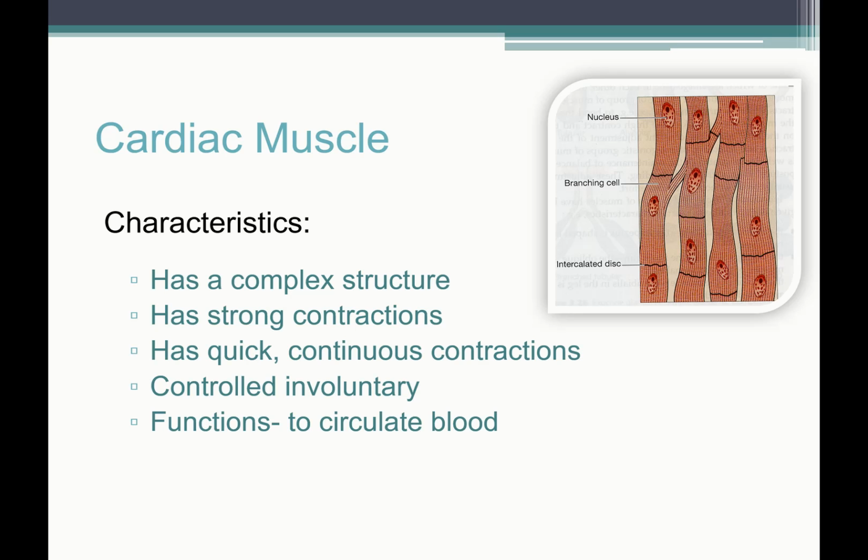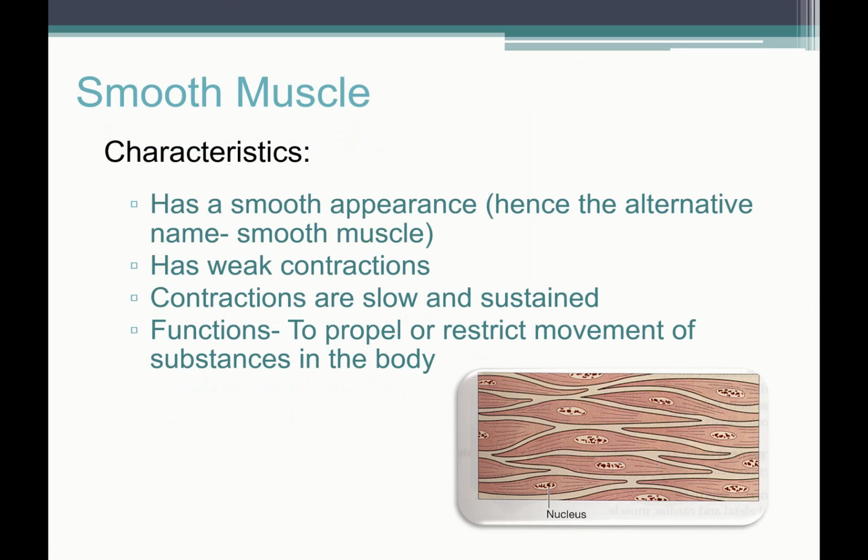So cardiac muscle, a pivotal muscle within the body. The second type of muscle that we find in the body is known as smooth muscle. Now, the reason it's called smooth muscle is because of its appearance. It has a smooth appearance, which is unlike skeletal muscle, which is striated, but we'll talk more about that in the next slide. Now, smooth muscle we find mostly in our digestive system and also in our blood vessels.